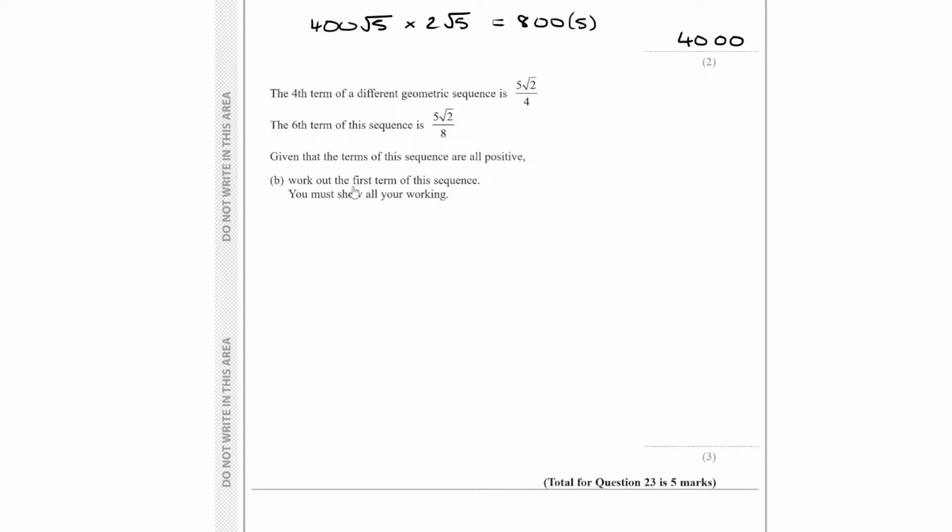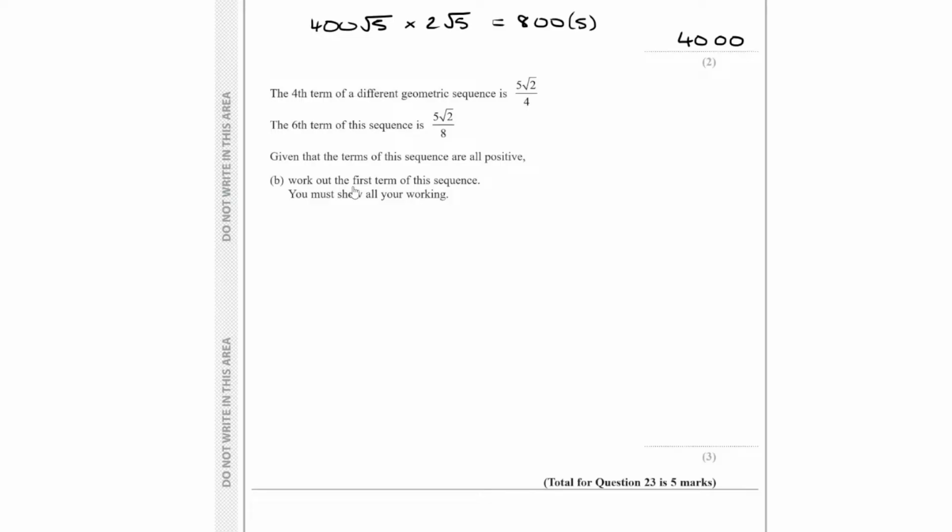Part B, we've now got a different sequence. So the fourth term of a different geometric sequence is 5 root 2 over 4. The sixth term of this sequence is 5 root 2 over 8. So we've jumped 2 terms, 4 to 6. Given that the terms of the sequence are all positive, work out the first term of the sequence.